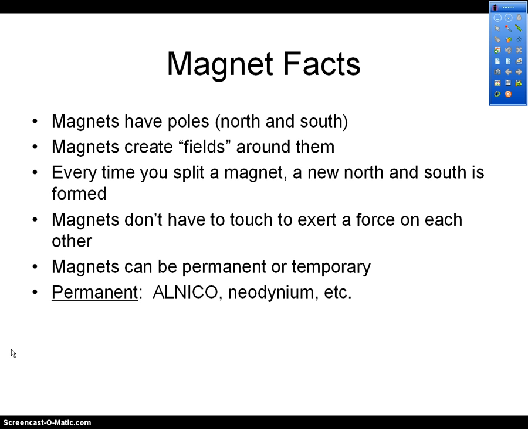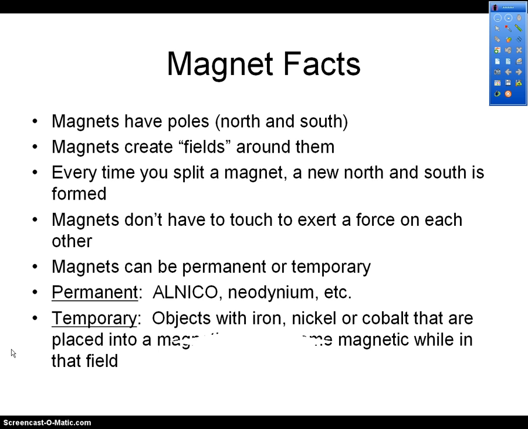So examples of permanent magnets: neodymium, those are those really strong magnets that are hard to pull apart. Alnico, which is a combination of aluminum, nickel, and copper. And cobalt. And there's other types of combinations of materials that are permanent magnets. The thing that you will find with all permanent magnets is they contain either iron, nickel, or cobalt. Those are your three magnetic elements.